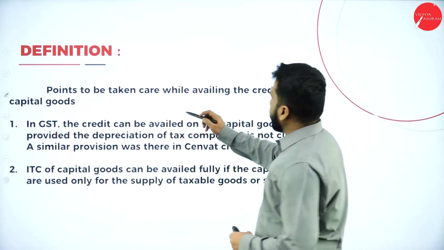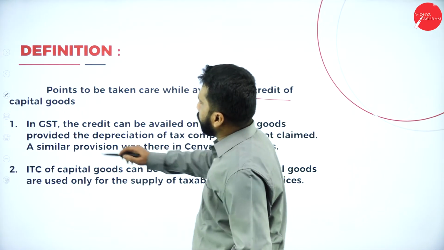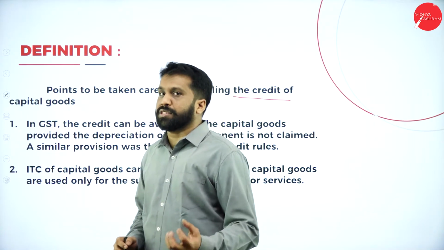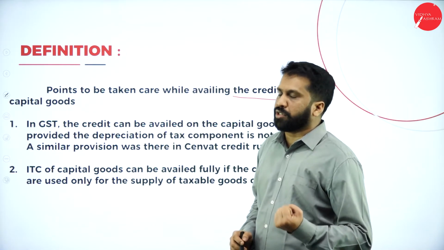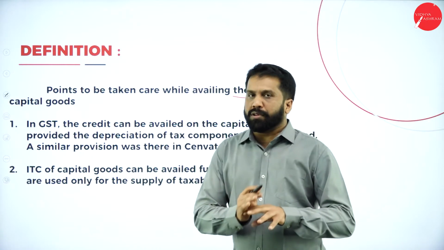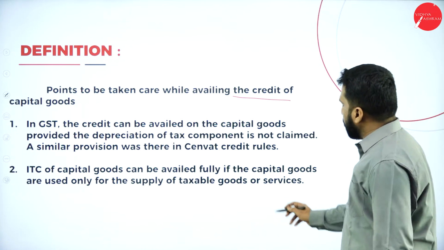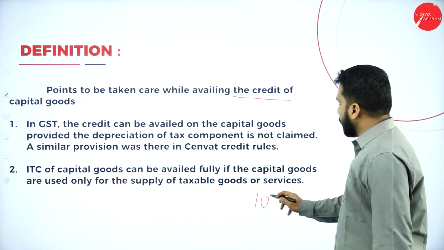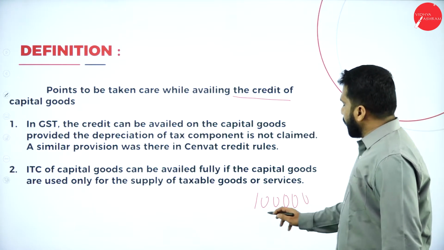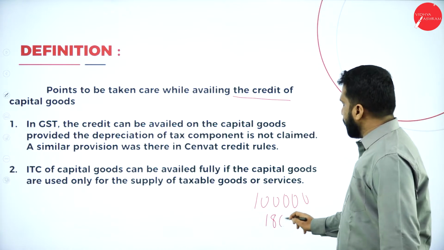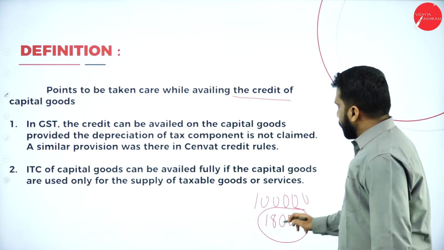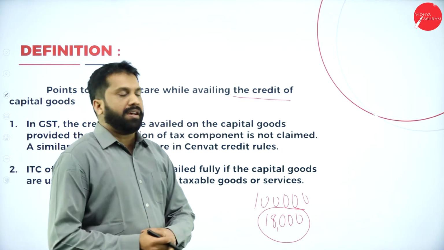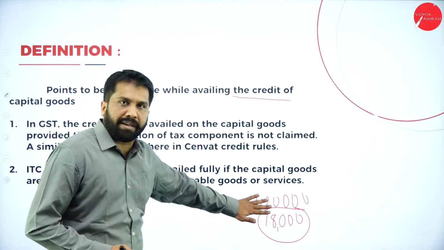So, points to be taken care of while availing the credit of capital goods. If you want to take credit of capital goods input, what are the procedures? Before that, I'll tell you what is input. Like you purchase a movable asset, capital goods, for 1 lakh. On that you have paid tax of 18,000. So later you are doing some sale, buying and all. You are supposed to pay... forget about this, I'll come to it later.